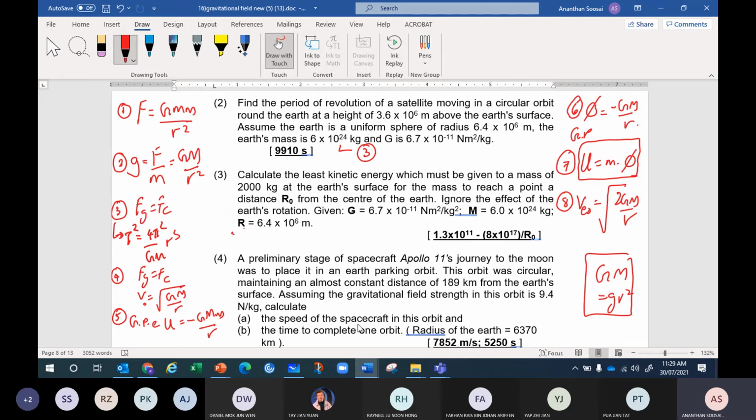So what do you want? Calculate the speed of the spacecraft in this orbit. What is the speed of the spacecraft in this orbit? That means the spacecraft is just moving with a certain speed, like a satellite. Once it gets to that speed, it shuts down its fuel. The thrust is shut down after you reach this speed, because after that the Earth's gravitational field will make it move in a circular path. The centripetal force equals the gravitational force, like a satellite.